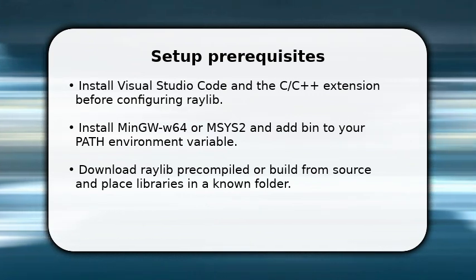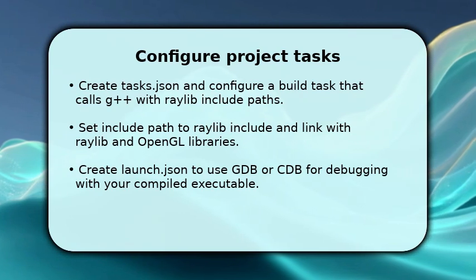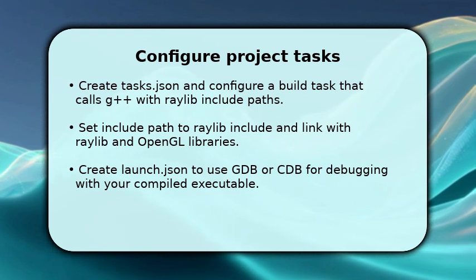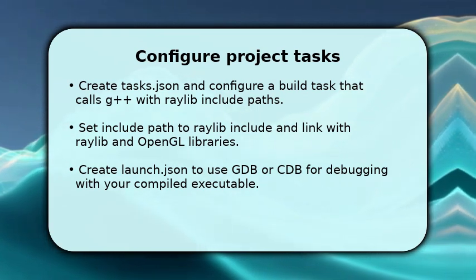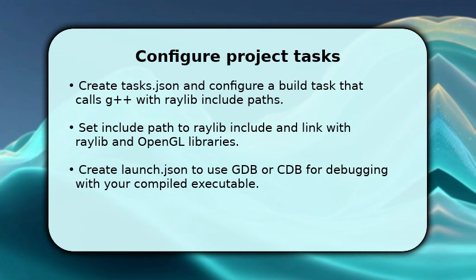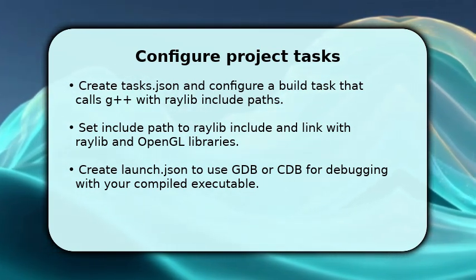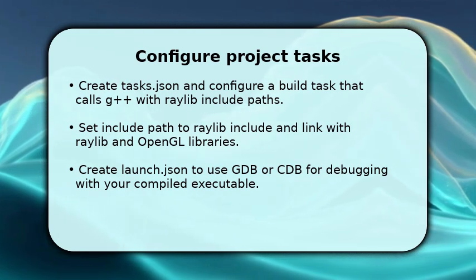Create a new VSCode folder for your Raylib project and add a C source file named main.c. Then create tasks.json with a build task that runs g++ or gcc, includes the Raylib include path and links -lraylib -lopengl32 -lgdi32 -lwinmm. Configure the output executable name and keep command arguments in the task.